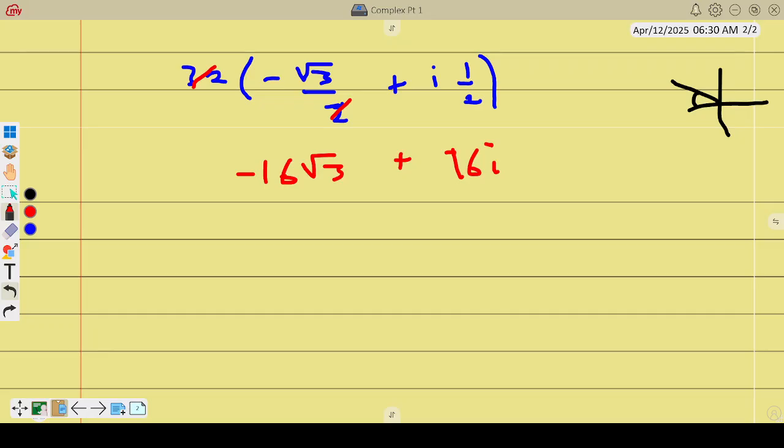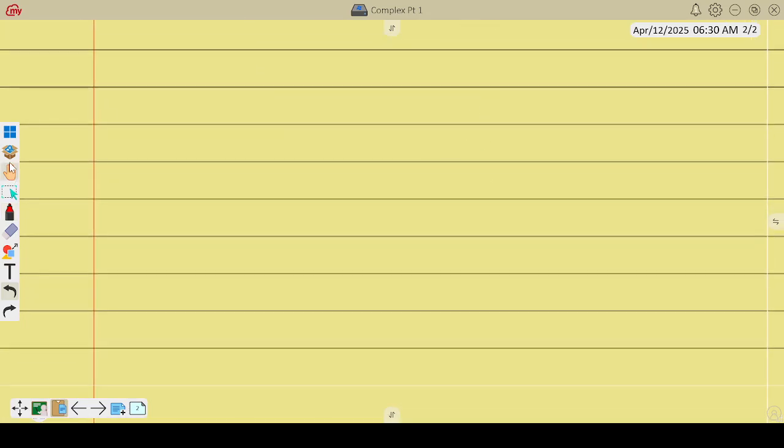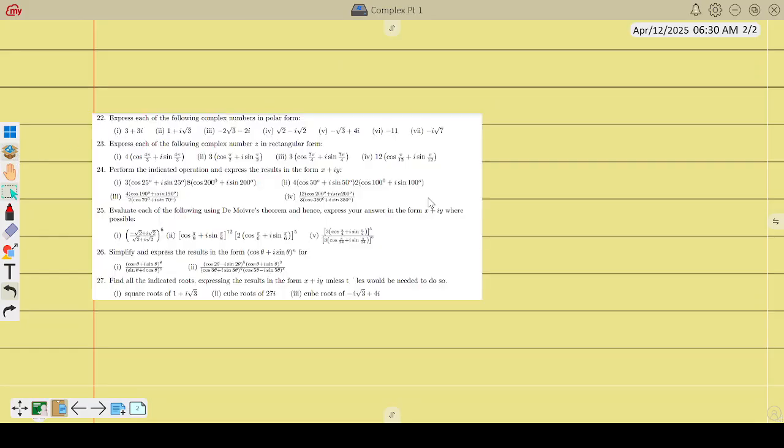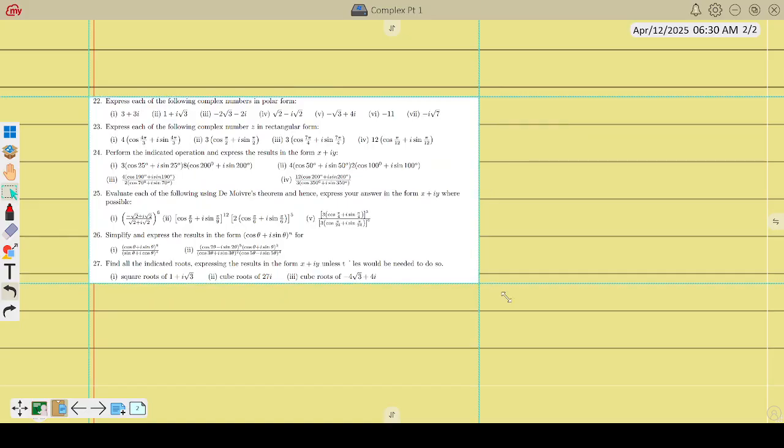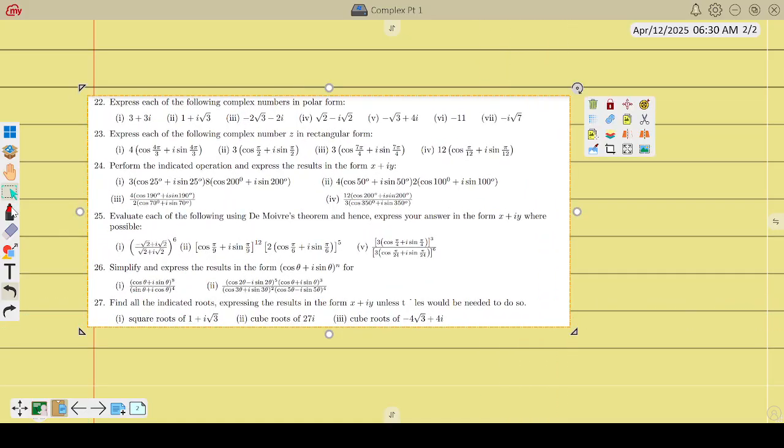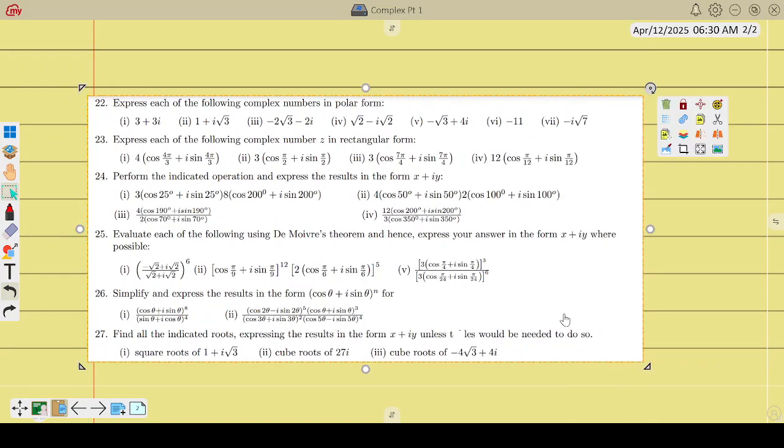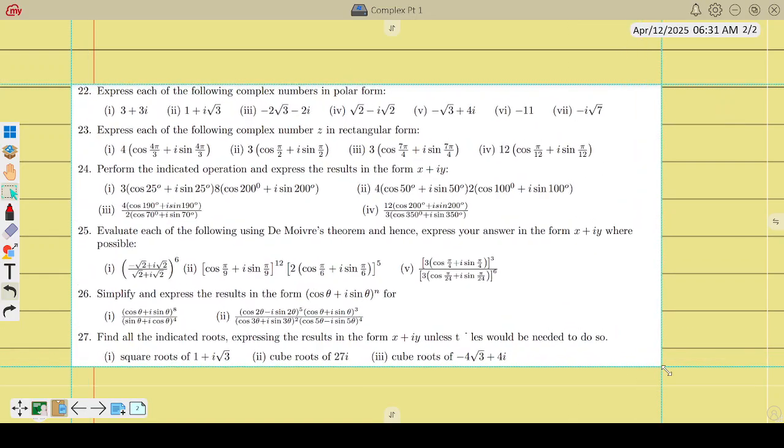Yeah, so let's do another question on De Moivre's theorem. So what else can we do? There are a lot of these questions. We'll be able to answer all of them, but that is something for later.